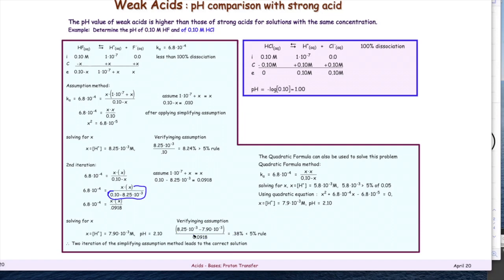Now we have a better number. We have 7.9 times 10 to the minus 3. And we can see again the change versus the initial concentration. That's only 0.38%, and that definitely is better than the 5% rule. So that's how you would do a second iteration on the simplifying assumption method. Remember, with the simplifying assumption method, you're making assumptions that may or may not be valid. But if you do a second iteration, it makes that number better.